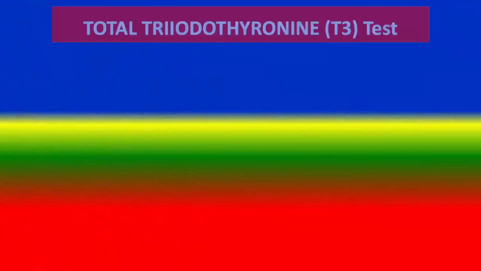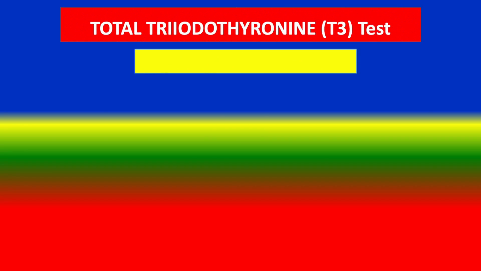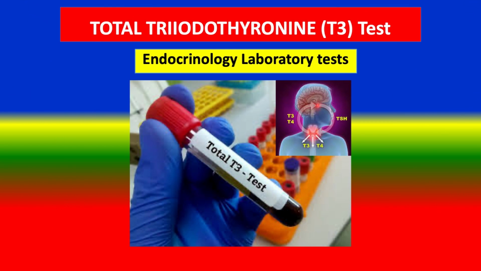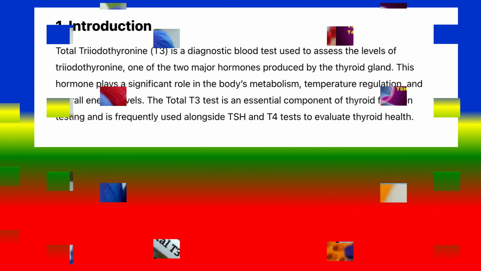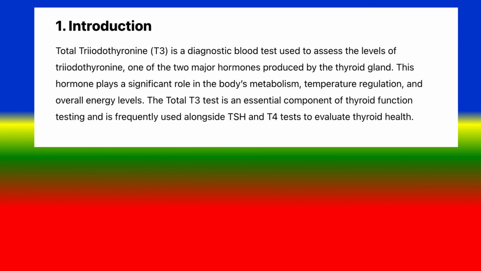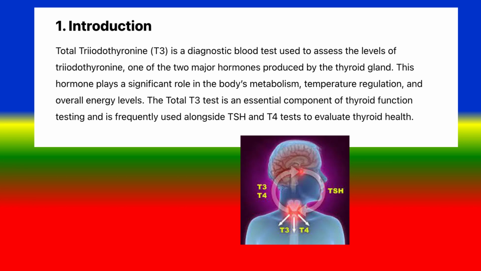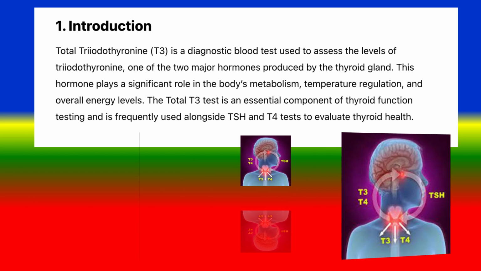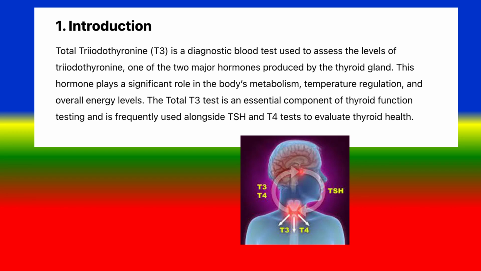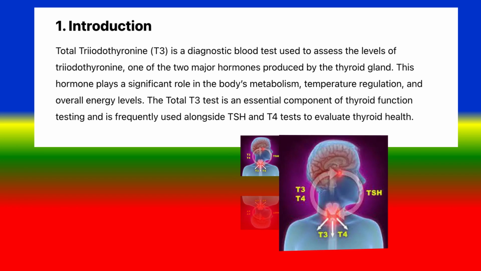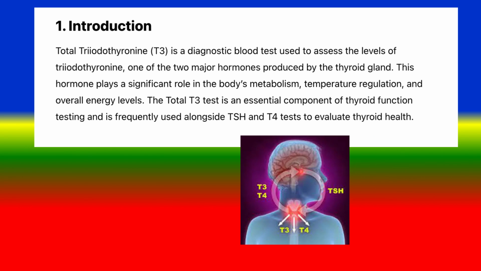Here is a detailed explanation of the Total Triiodothyronine T3 test, covering all 15 sections extensively. 1. Introduction. Total Triiodothyronine T3 is a diagnostic blood test used to assess the levels of triiodothyronine, one of the two major hormones produced by the thyroid gland. This hormone plays a significant role in the body's metabolism, temperature regulation, and overall energy levels. The Total T3 test is an essential component of thyroid function testing and is frequently used alongside TSH and T4 tests to evaluate thyroid health.